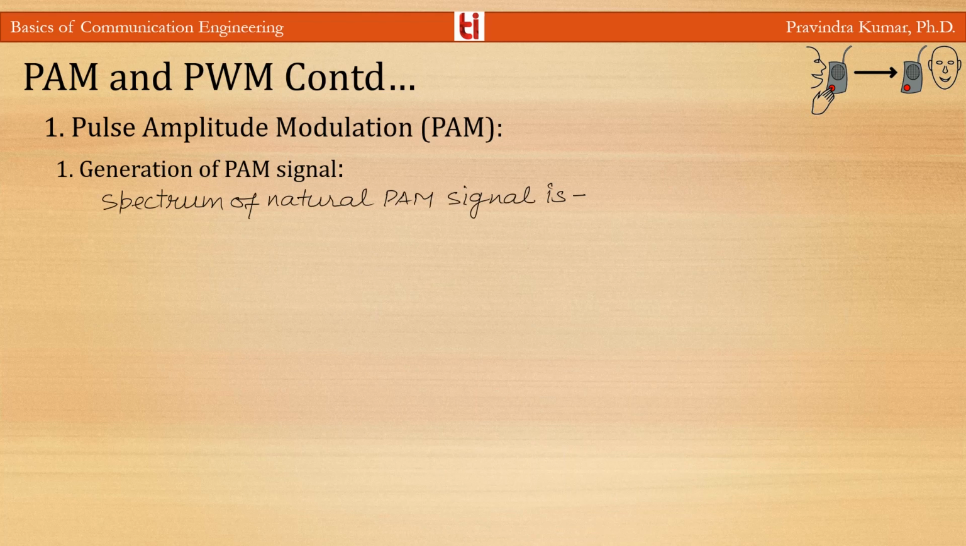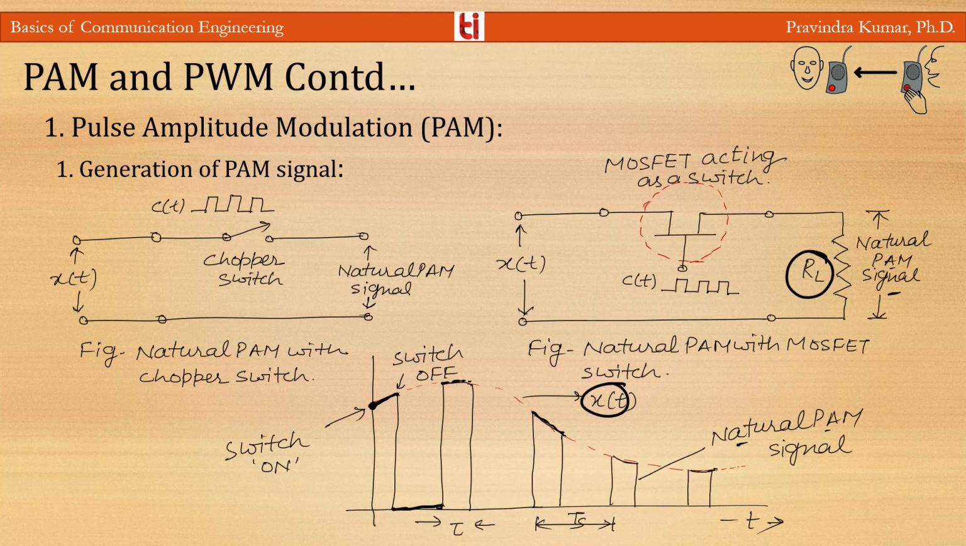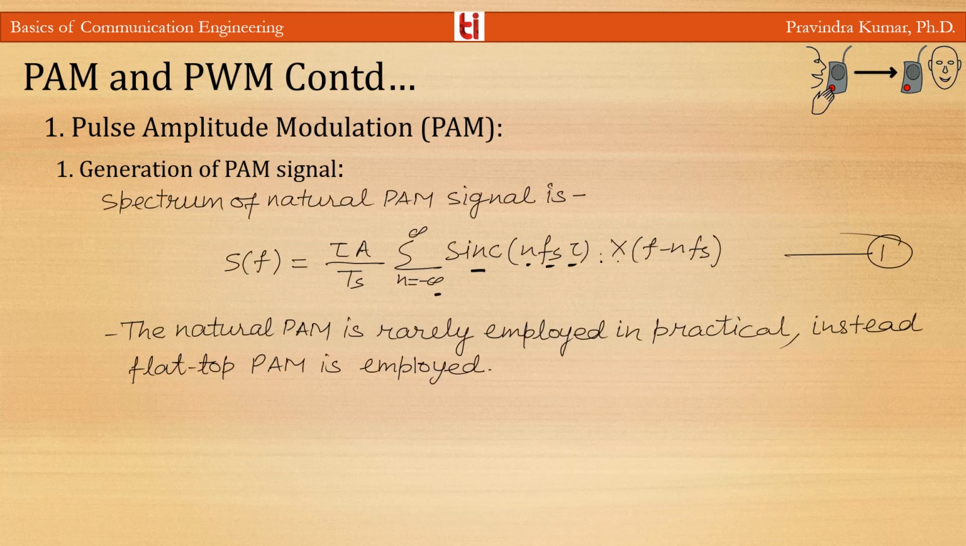The spectrum of a natural PAM signal, as we discussed in the previous lecture, can be given as S(f) = (τA/Ts) Σ from n = −∞ to ∞ of sinc(n fs τ) X(f − n fs). We have already discussed the working of these figures, and natural PAM is rarely employed in practice. Instead, the flat top PAM is employed.